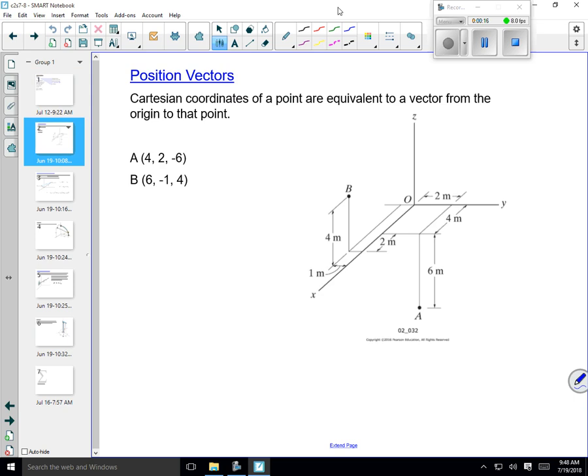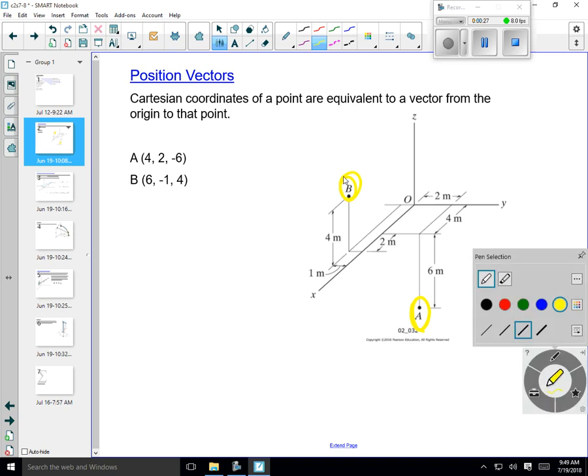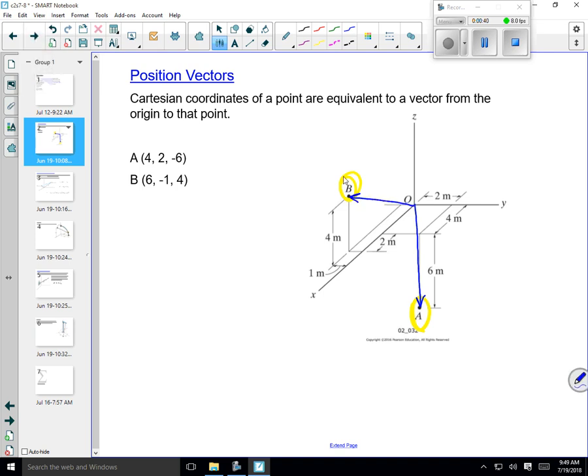Here I've got 2 points, A and B. It's hard to see these points. Here's B, here's A. So what does it mean when I talk about these 2 points in space? Well, they're vectors. There's a vector that goes from the origin to A, and there's a vector that goes from the origin to B. Those 2 vectors are what I would call position vectors. Position vectors always go from the origin of the coordinate system to whatever the point is that you're interested in.